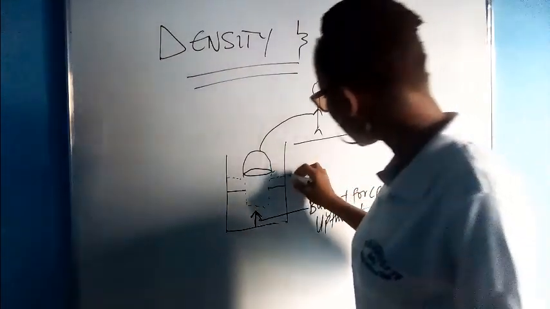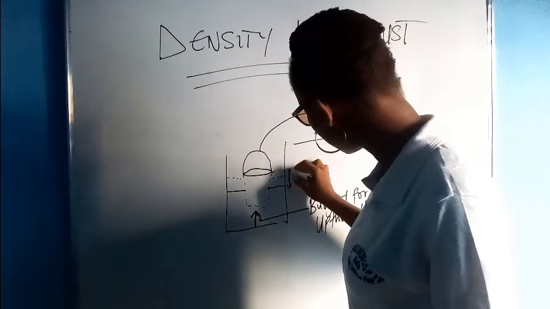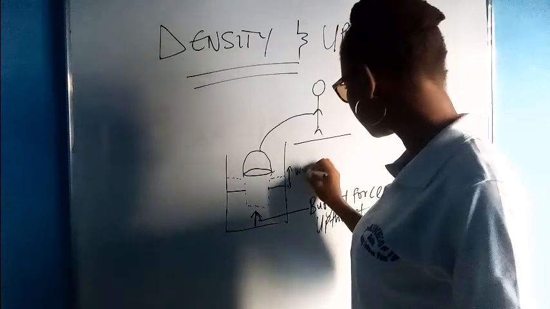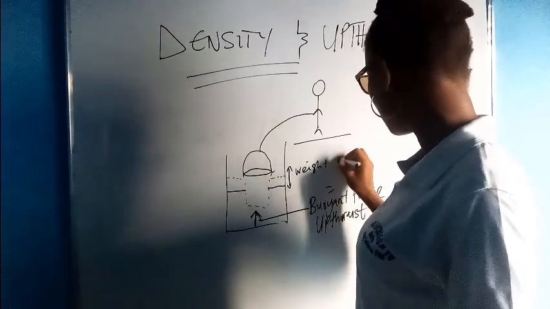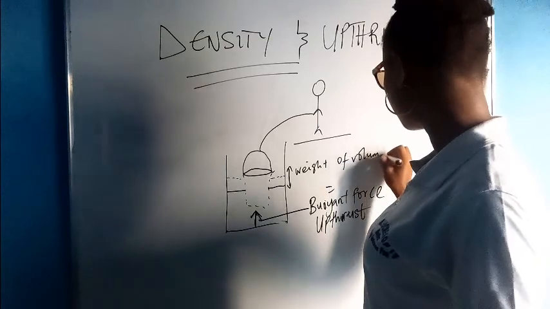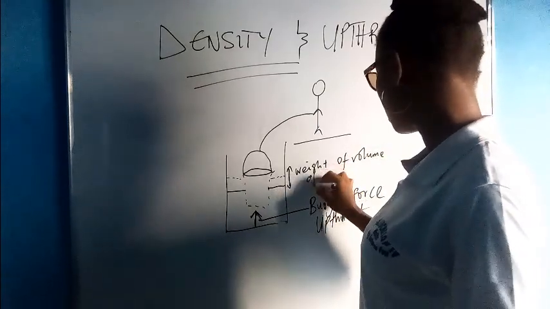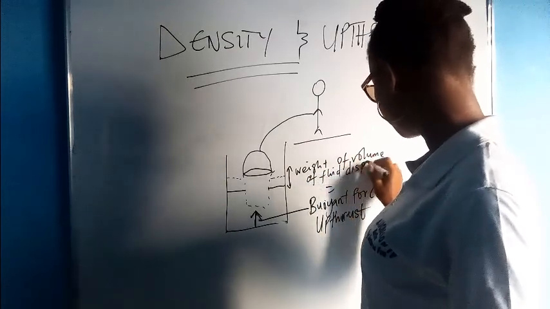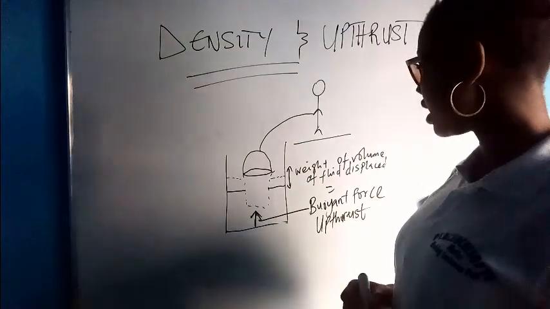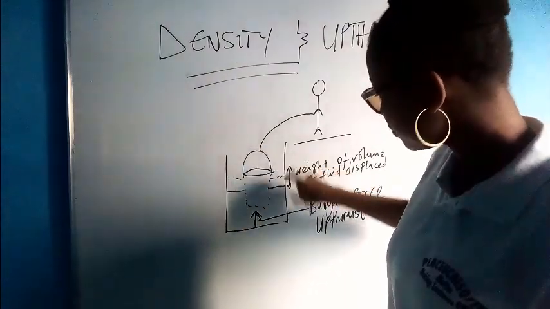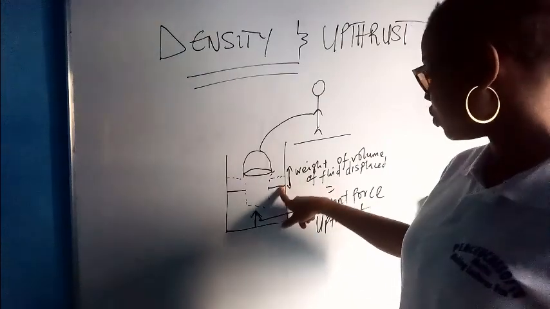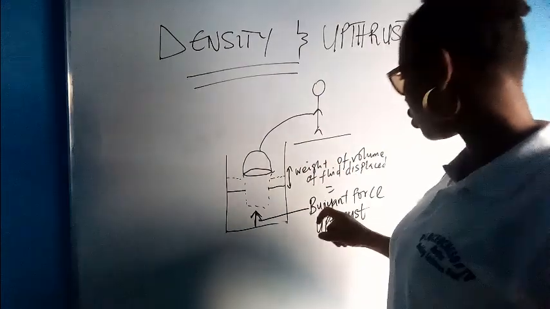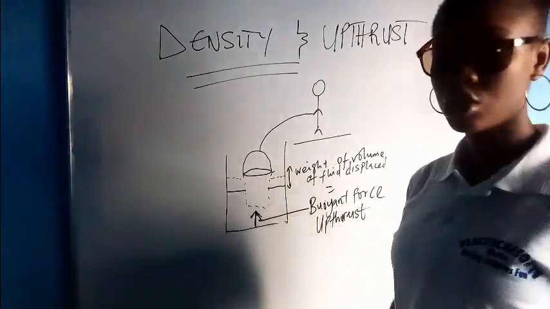Another part of the principle states that it is equal to the weight of fluid displaced. So if we weigh this fluid, you know this is the initial position, if we weigh this fluid, it's going to be equal to the buoyant force, which is the Upthrust.